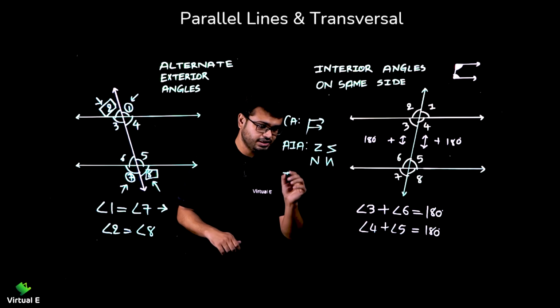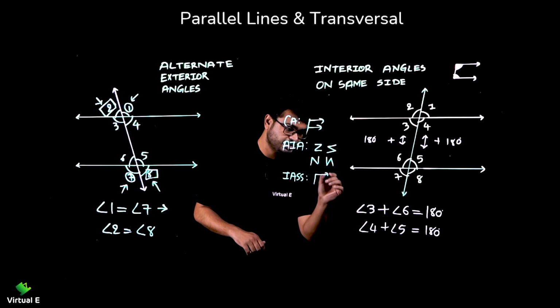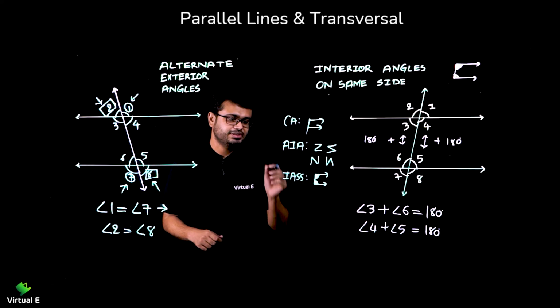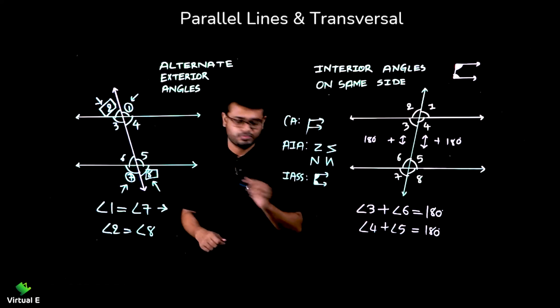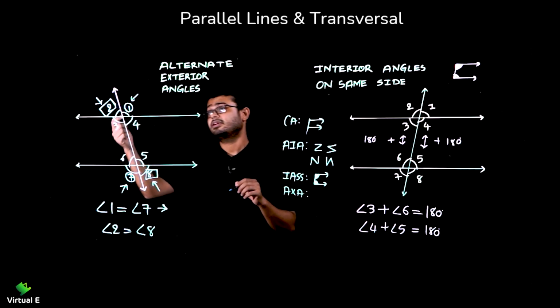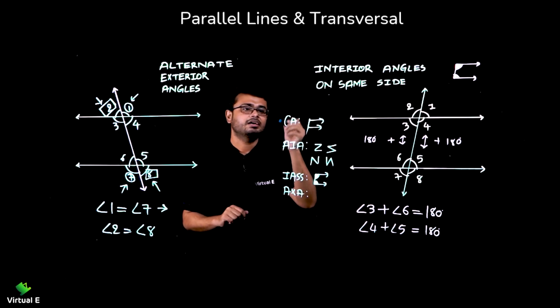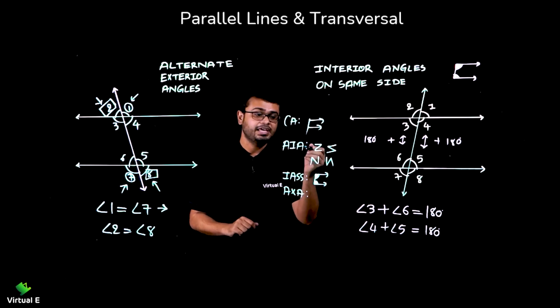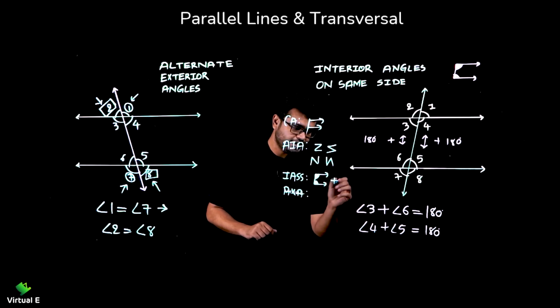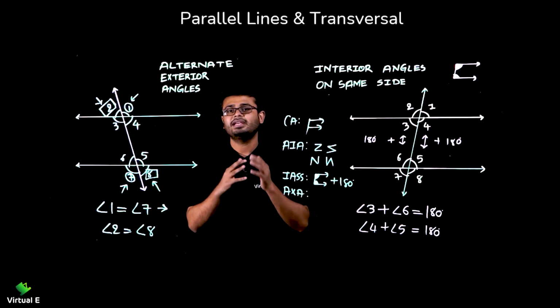Next we learn about the interior angles on the same side. So it's all about making C, right? Two angles inside the C. And next we learn about the alternate exterior angle, last one, AXA, right? So we take the exterior angle, and remember we take the alternate as well. In this case, corresponding angles are equal. AIA is also equal. IASS, they add up to 180 degrees, and AXA, that is also equal. So this is the case about the parallel lines and the transversal.